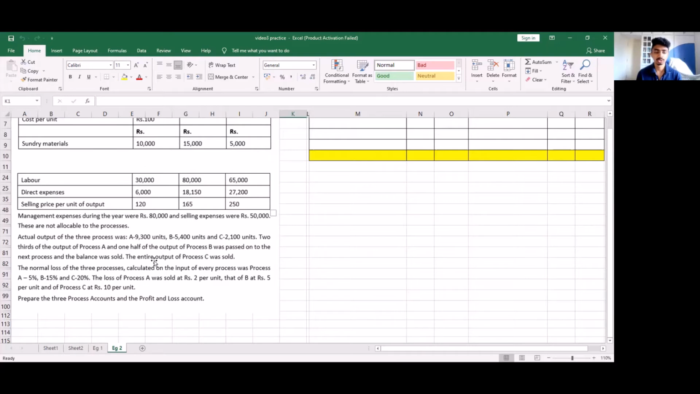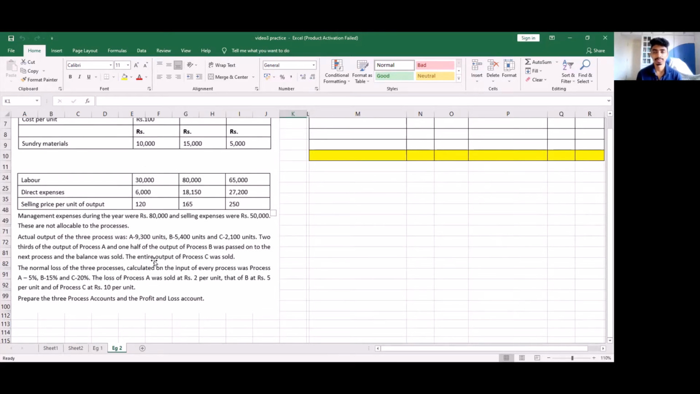2,100 units. Two-thirds of the output of process A and one-half of the output of process B was passed on to the next process, and the balance was sold. The entire output of process C was sold. The normal loss of the three processes calculated on the input of every process was process A 5%, B 15%, and C 20%. The loss of process A was sold at rupees 2 per unit, that of B at rupees 5 per unit, and of process C at rupees 10 per unit. Prepare the three process accounts and the profit and loss account.